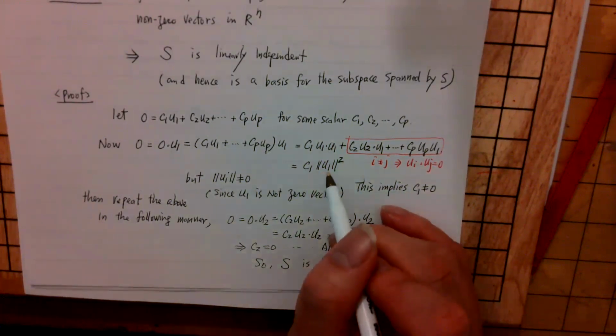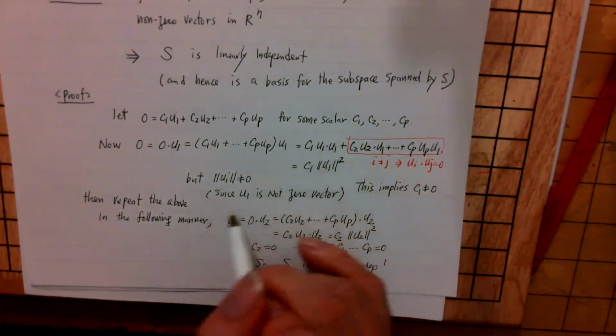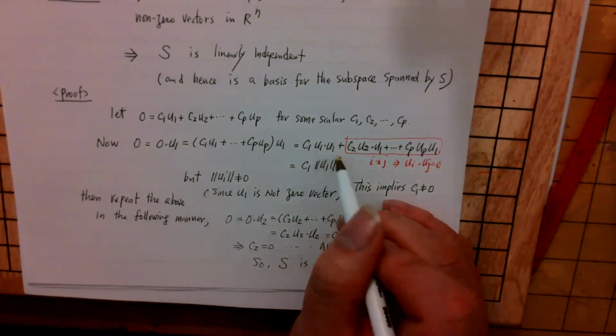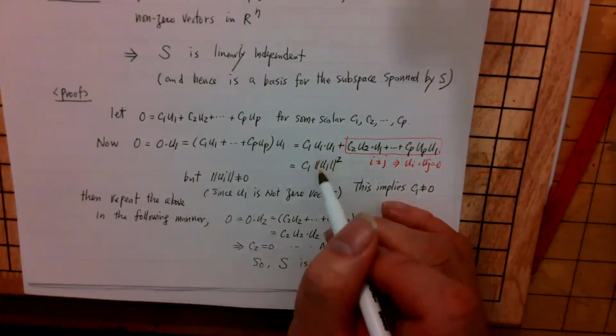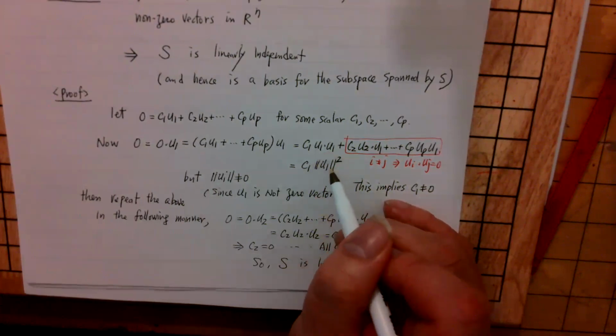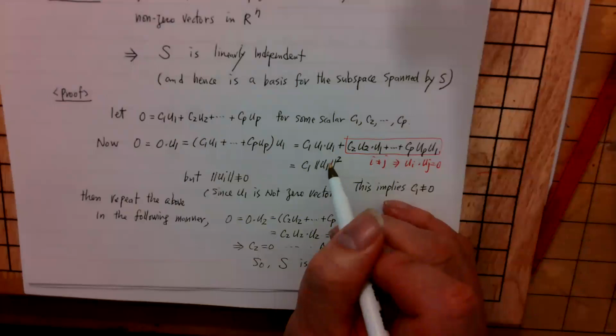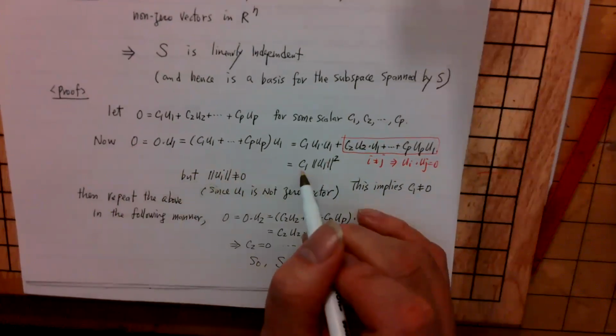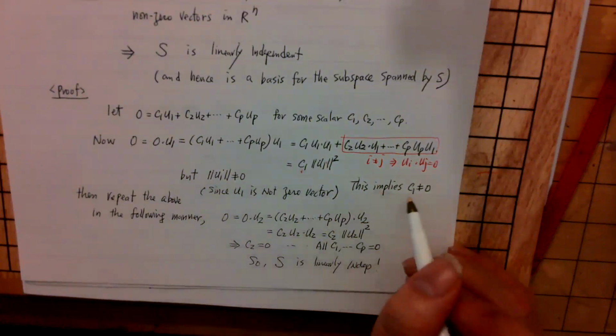But what do you know about u1? u1 is a non-zero vector, so the length is what? If u1 is a non-zero vector, the length squared is not zero, okay? So if this is not zero, not zero times c1 equals zero. That means c1 must be zero. So this implies c1 must be what?